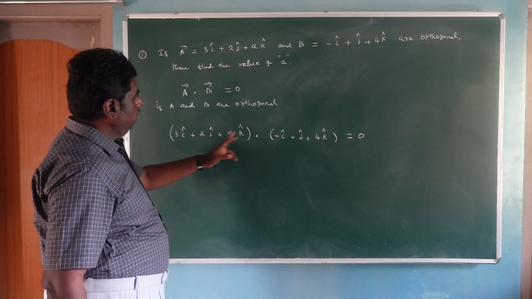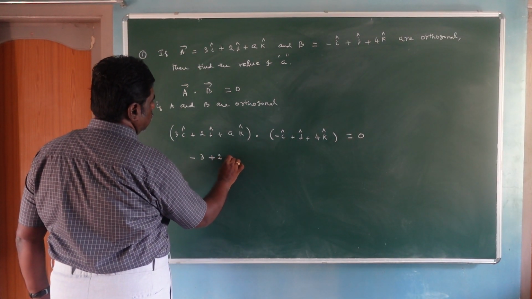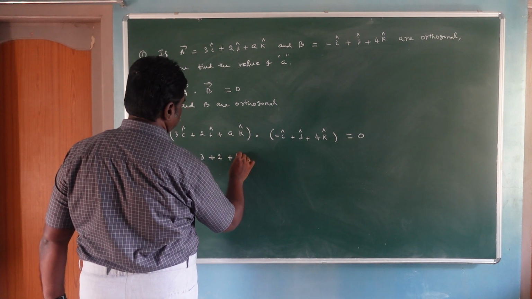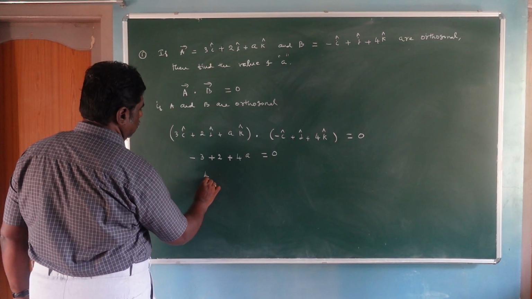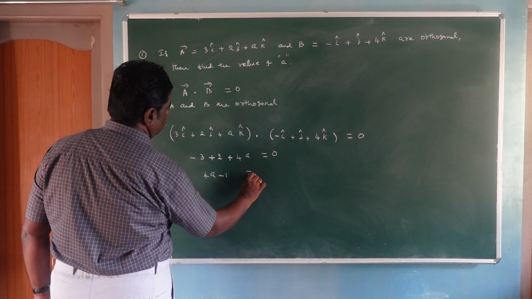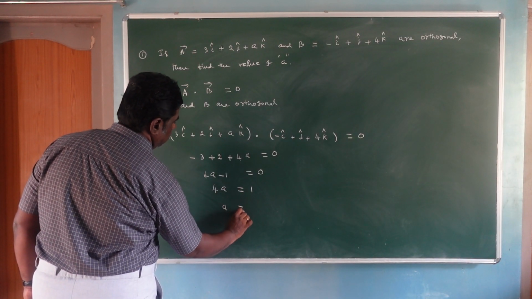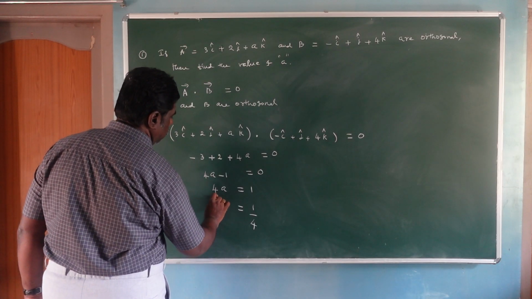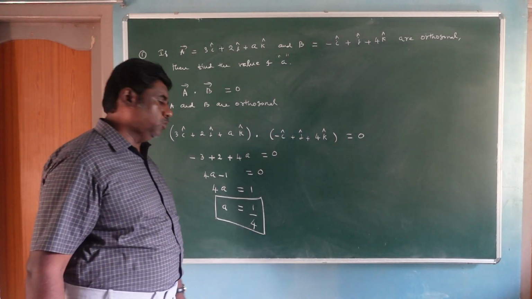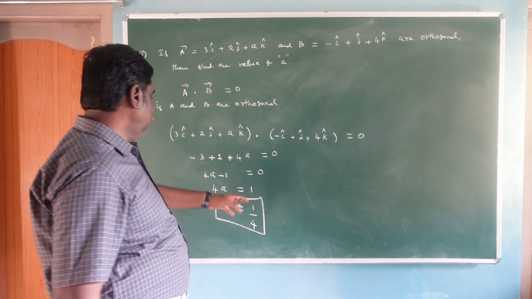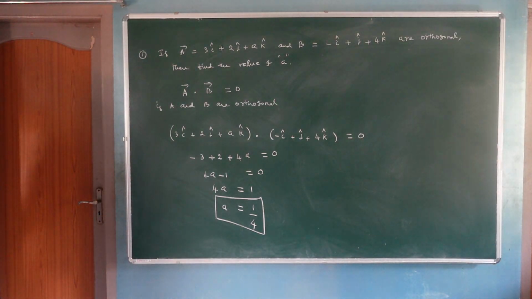Minus 3, i dot i is 1. So minus 3 plus 2 plus a into 4, that is 4a, equal to 0. Here 4a minus 1 is equal to 0. Then 4a equal to 1, a equal to 1 by 4. If the vectors A and B are mutually orthogonal, the value of a should be 1 by 4. Now we will go to the second problem.